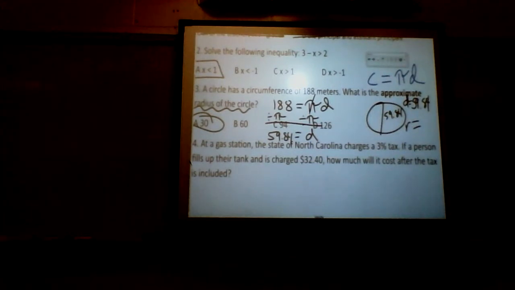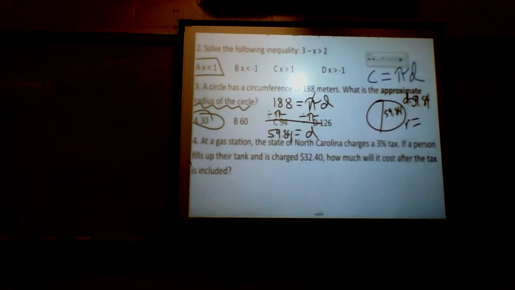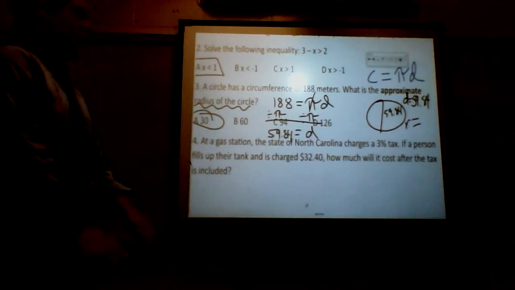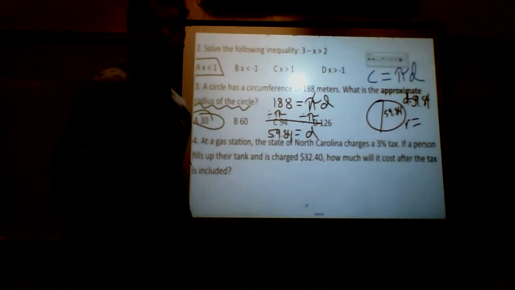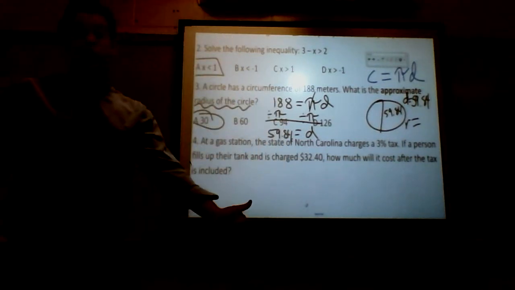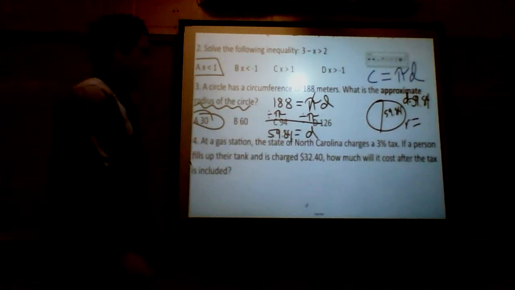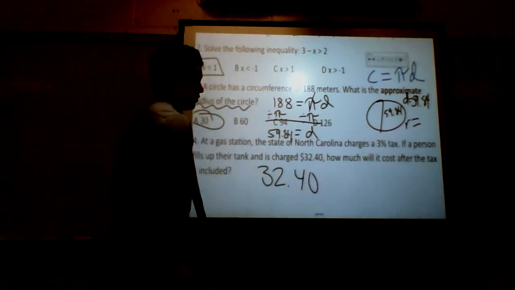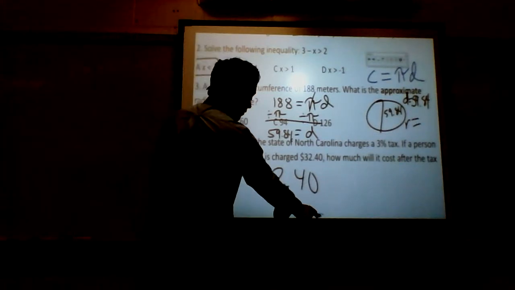Number 4, at a gas station, the state of North Carolina charges a 3% tax. If a person fills up their tank and is charged $32.40, how much will it cost after the tax is included? Well, tax, unfortunately, is an additional price you have to pay, which means the price is going to increase. Originally, it cost $32.40, but you have to pay a tax.